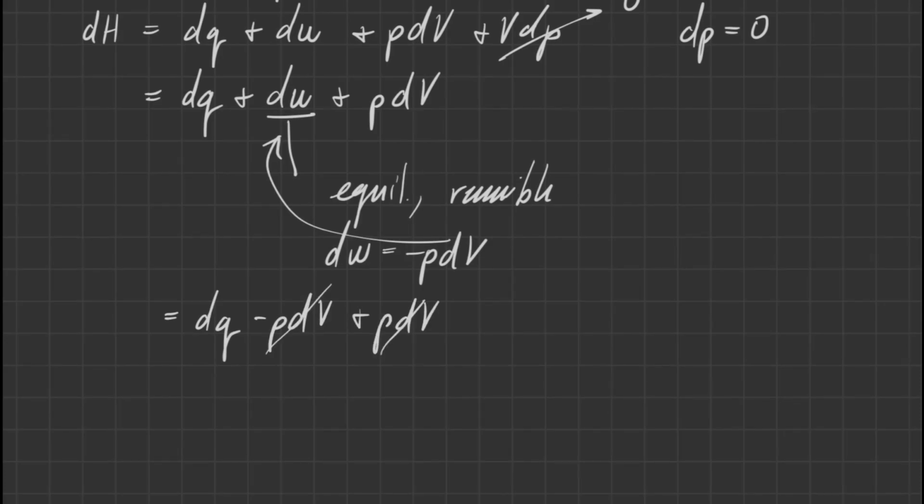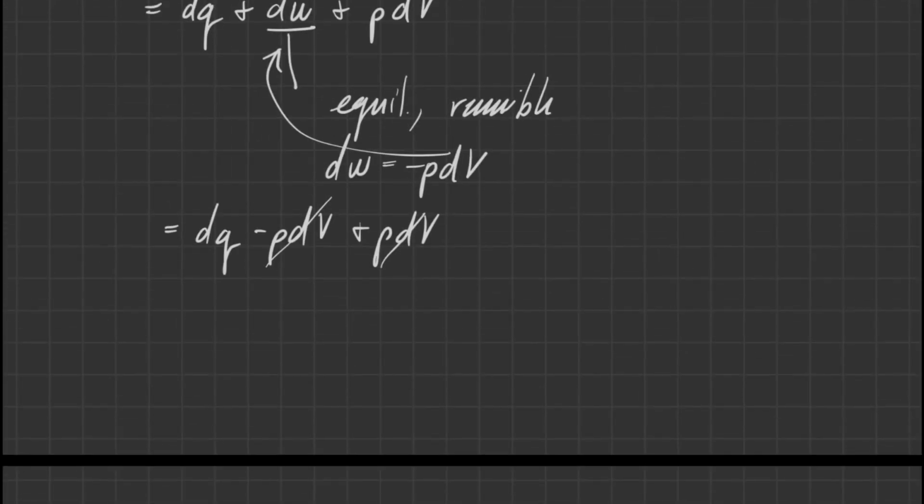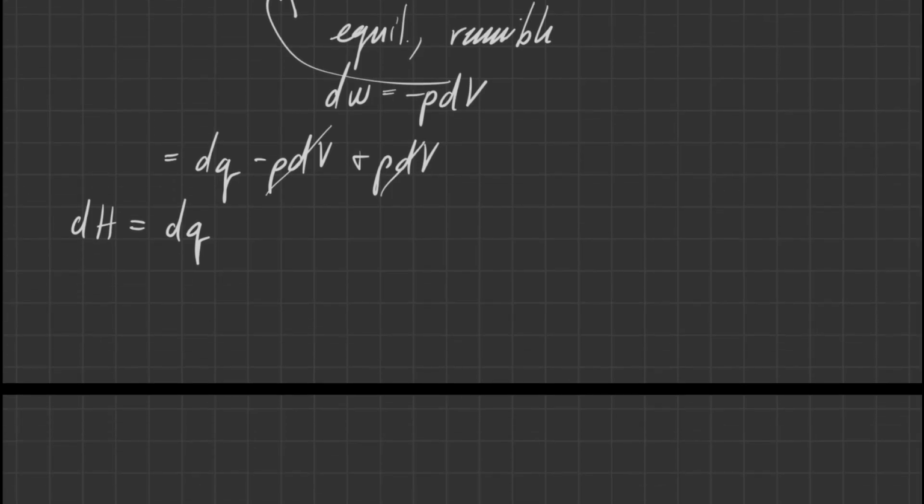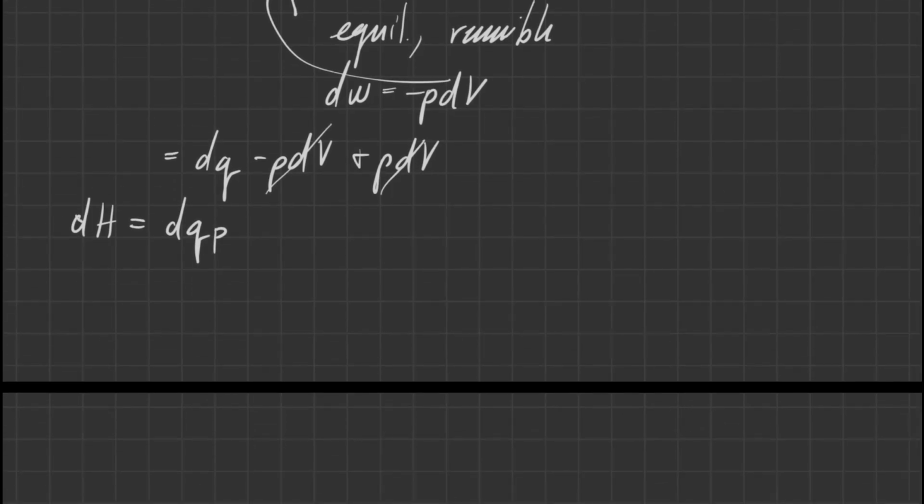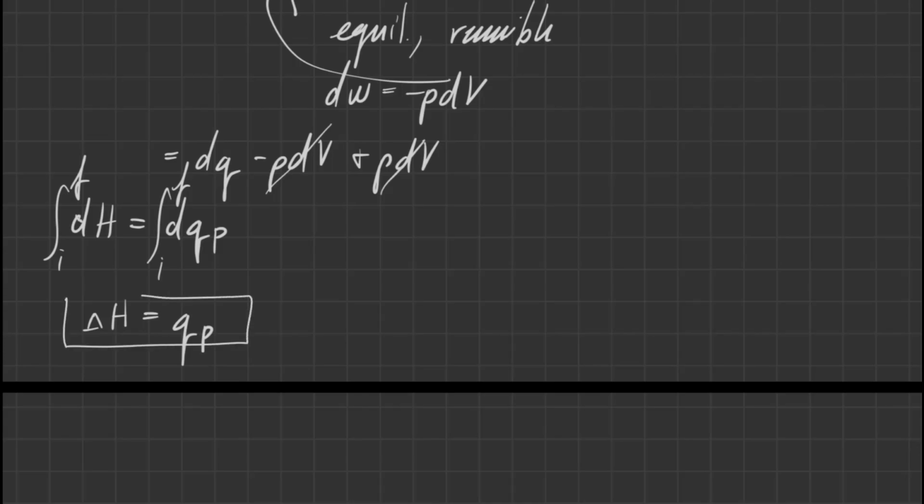Now these two terms cancel out, and we're finally left with dH is equal to dq at constant pressure. If we want to evaluate the integral, we can just do this at the same initial and final positions and see that delta H is equal to q at constant P. And this is the derivation for heat transfer at constant pressure.